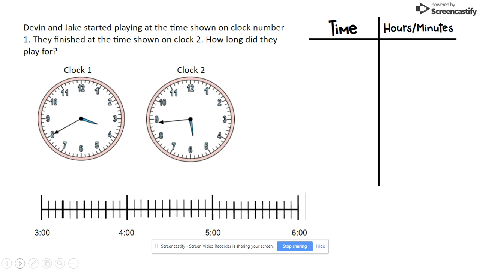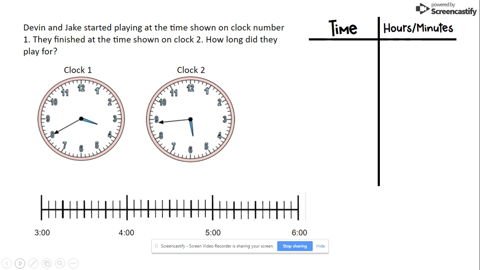In this first example, it says Devin and Jake started playing at the time shown on clock number 1. They finished at the time shown on clock 2. How long did they play for? It's super important that the kids understand how to read an analog clock, because in this case, they're going to have to read both times on the clocks and be accurate in order to find the correct amount of elapsed time. So on clock number 1, I'm going to write the time below that one.